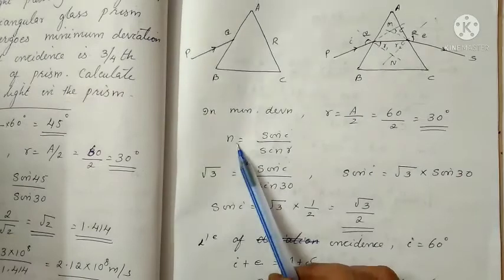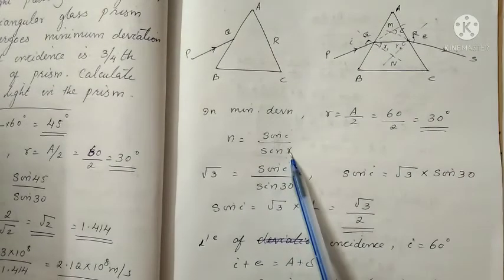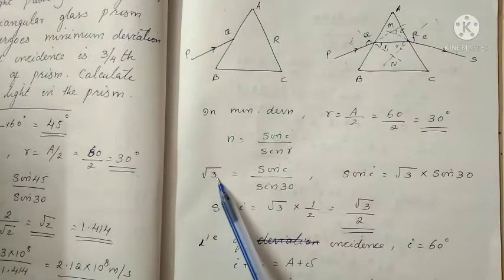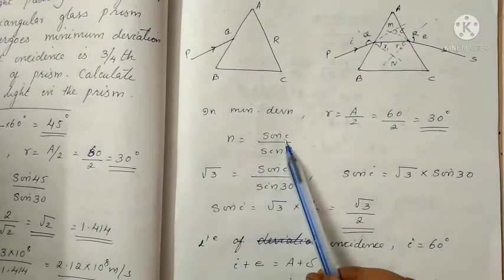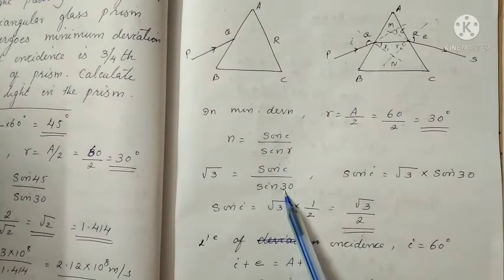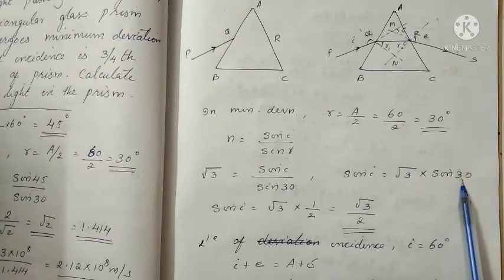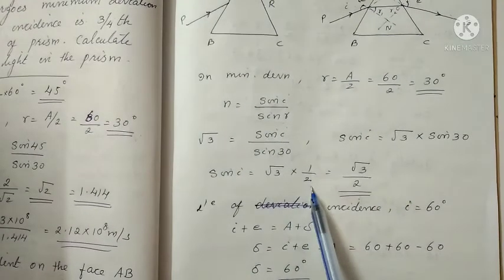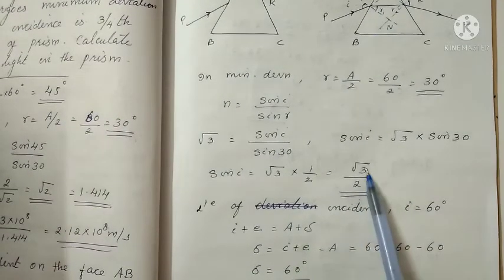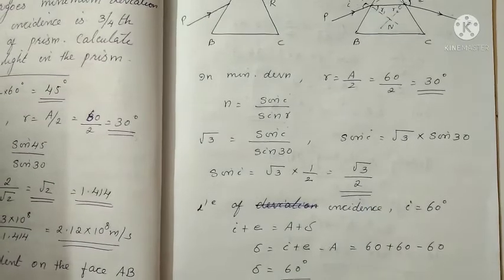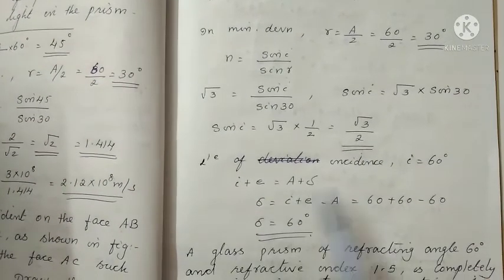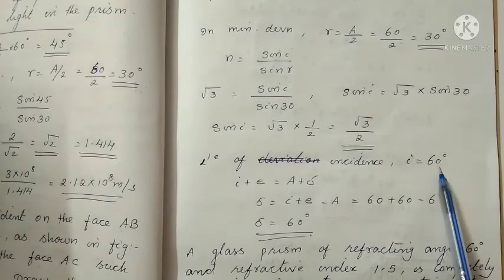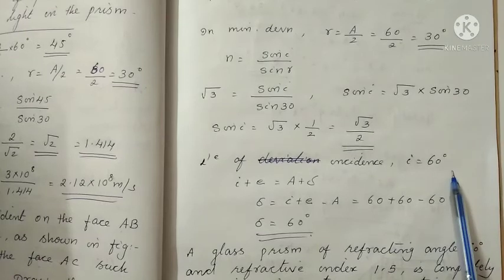So using the relation n equal to sin I by sin R, you can calculate the value of angle of incidence. So n equal to root 3, that is given in the question, then sin I divided by sin 30. So sin I equal to root 3 into sin 30, that is root 3 into 1 by 2. So we get sin I equal to root 3 by 2. So what is the value of I? That is sin inverse of root 3 by 2, so I equal to 60 degree. So angle of incidence is 60 degree.